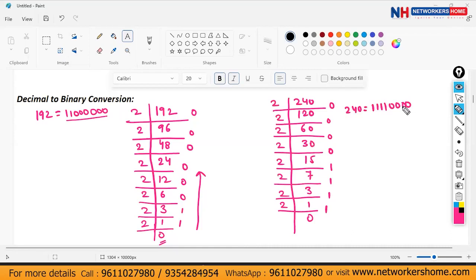So we can convert from decimal to binary. No problem. Clear to everyone, right? Okay. Online people, any doubts in this?